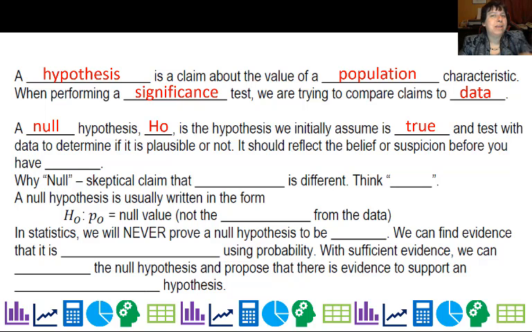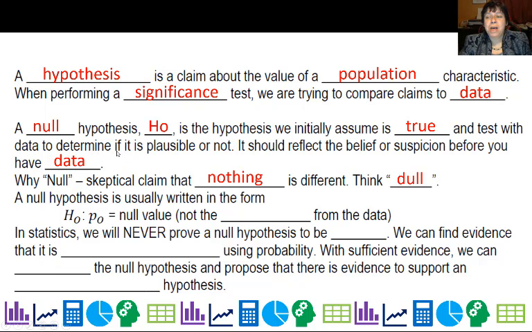It's like, okay, we think this is true. Let's go get some data. And if this still looks true or not, is it plausible? It should reflect the belief or suspicion before you have the data. Now, why null? It's a skeptical claim that nothing is different, that it's the same as what we thought. Think it's kind of dull. It's more interesting if we improve the other thing.